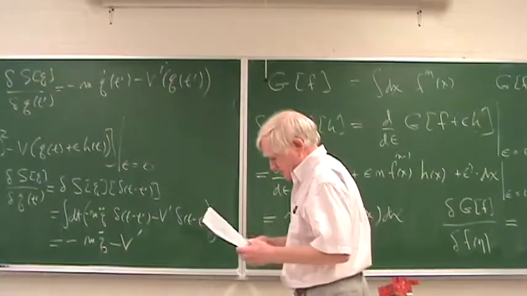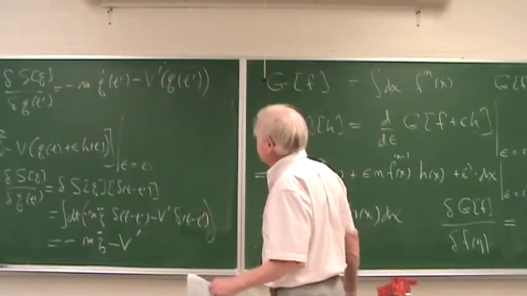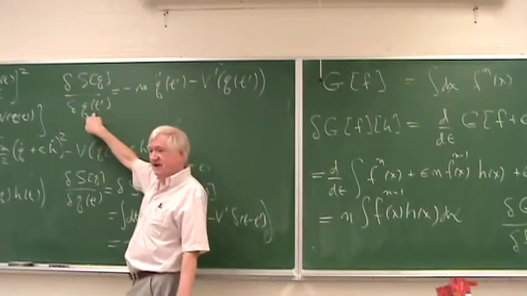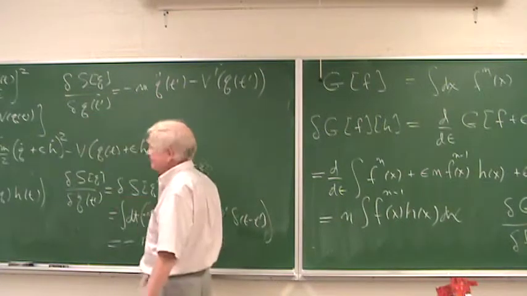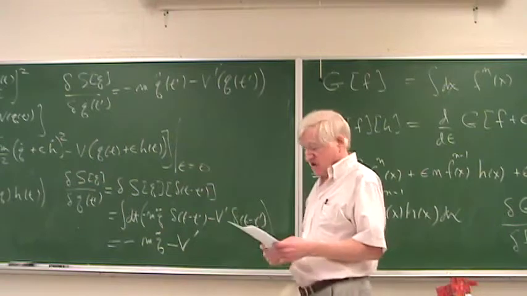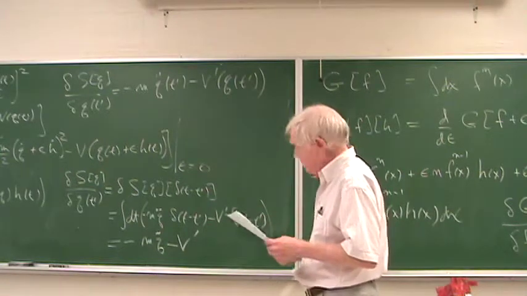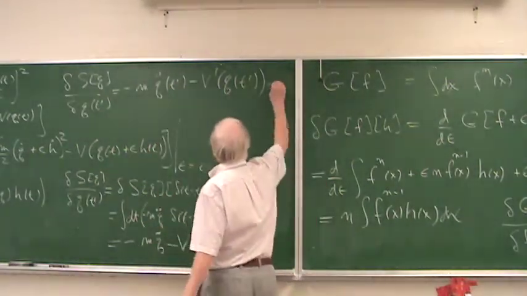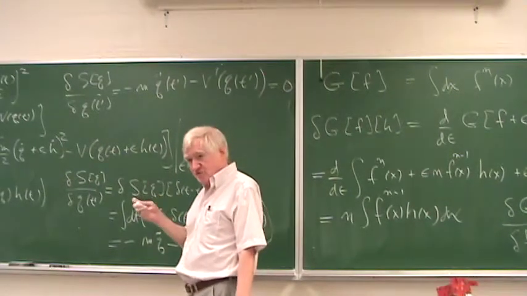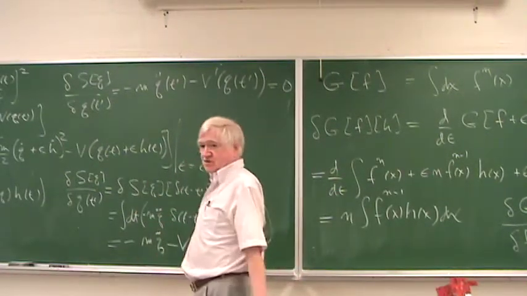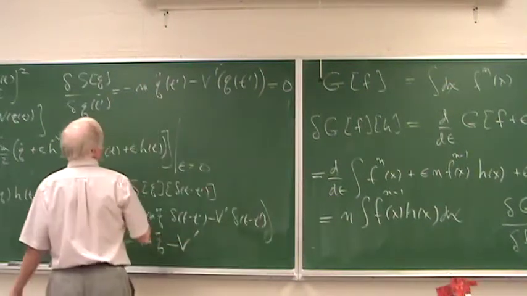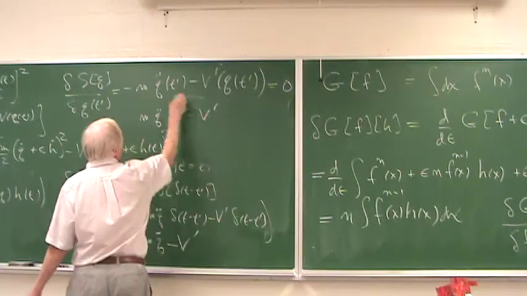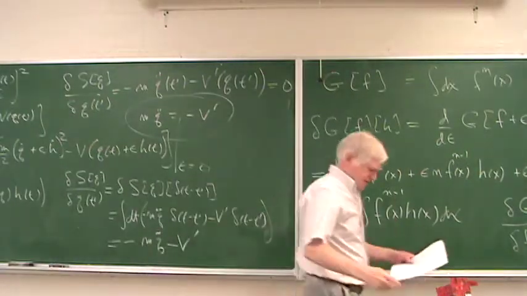So let me show you what's kind of interesting at this point. Namely, that you get the classical equation of motion as simply the variational derivative. The variational derivative of the action gives you the classical equation of motion, which is Lagrange's equation. If you set the variational derivative equal to zero, then you get the classical equation of motion: m q double dot equals minus V prime. That's Lagrange's equation for this simple case.